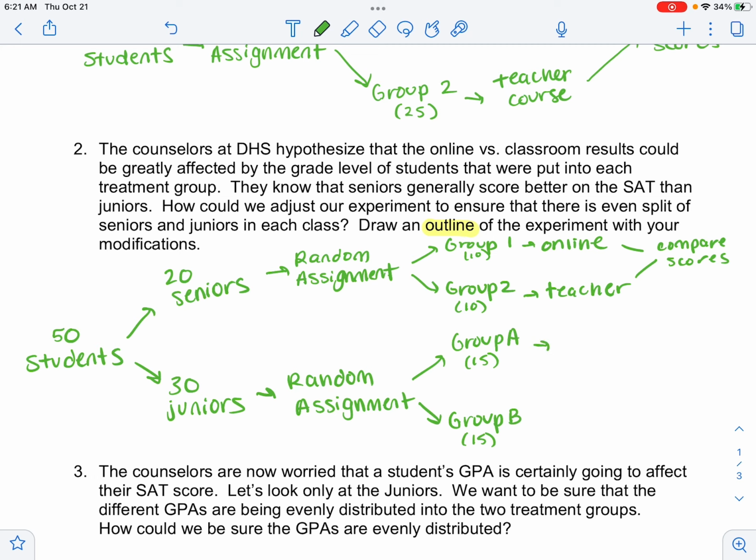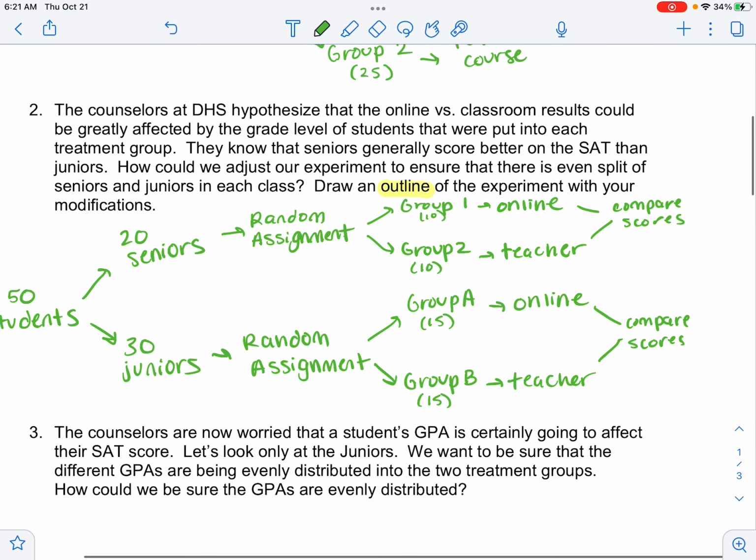And then group A maybe is online, group B is the teacher course. Come back together, compare scores. And then ultimately, I do want to know, did this actually affect the results? So I'm going to come together at the very end, combine the results, and compare one final time.